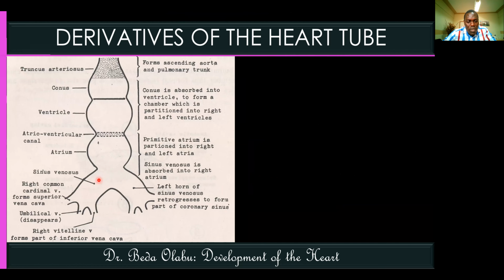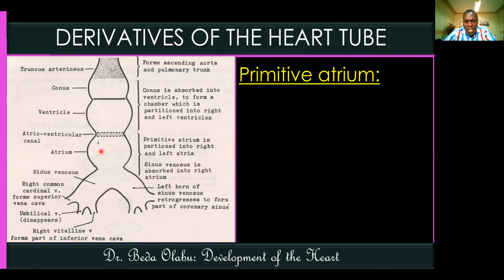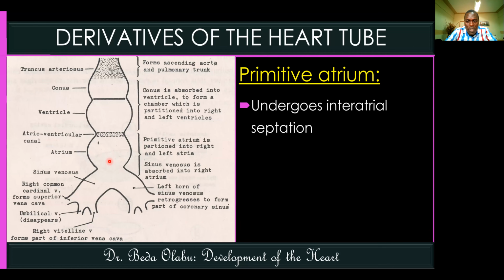Then now, blood from the sinus venosus goes to the primitive atrium. What are the derivatives of the primitive atrium? The primitive atrium divides. There'll be a septum that forms in the middle of the primitive atrium. And so with that in mind, after the primitive atrium has undergone septation, which means formation of a septum, that septum will divide the primitive atrium into 2, the right and the left atrium.